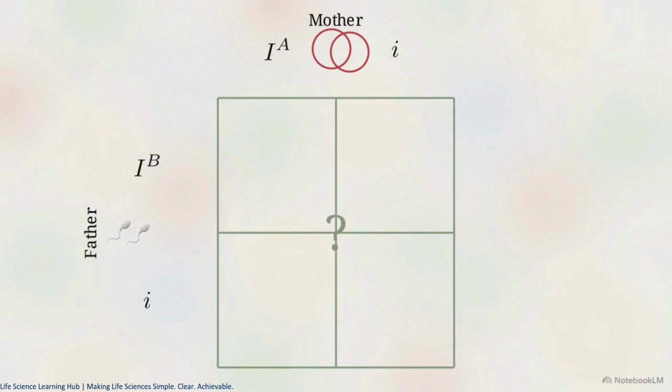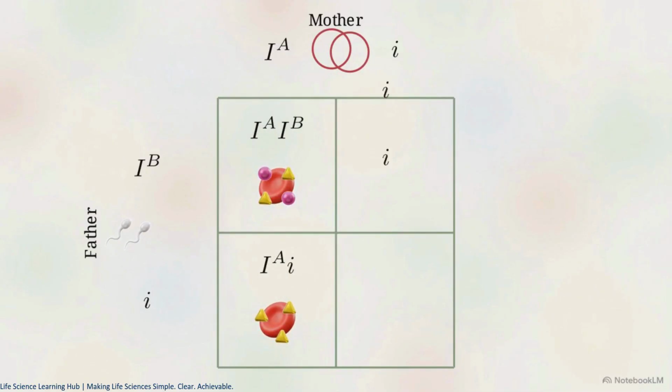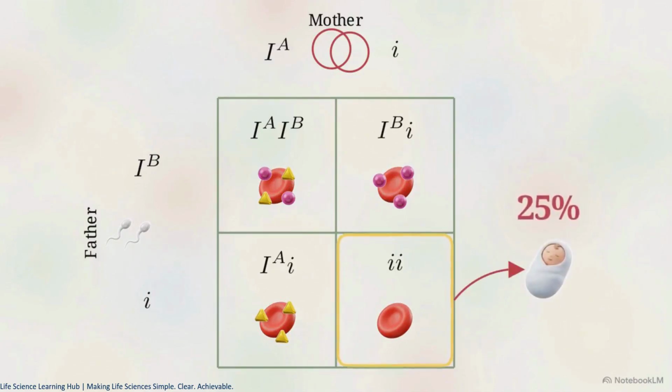Pause the video here, draw a 2x2 grid, and calculate all four potential combinations for their offspring. If the mother donates her dominant A allele, the child will have either type AB or type A blood. But if she donates her recessive i allele, we see other possibilities. In the bottom right cell, both parents have donated their recessive alleles. Two recessive i alleles result in type O blood. There is a 25% probability for this couple to have a type O blood child, confirming the hospital results were accurate.